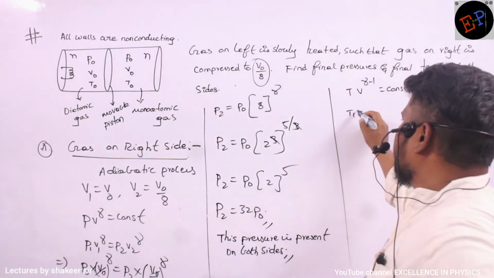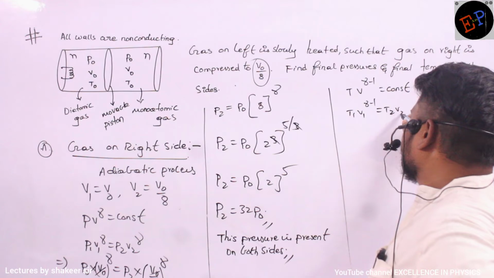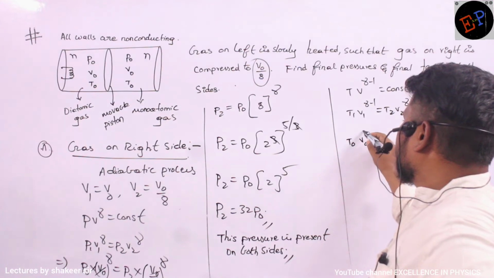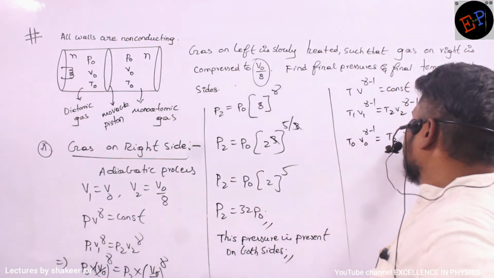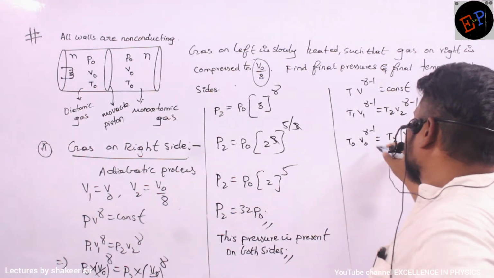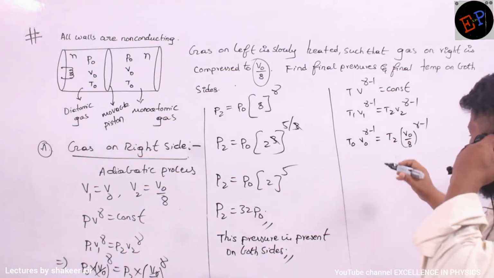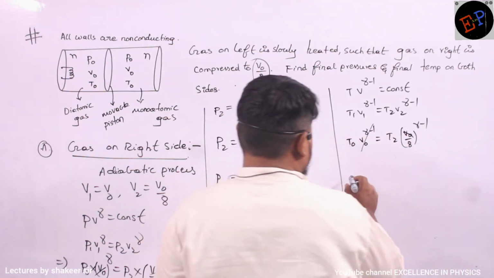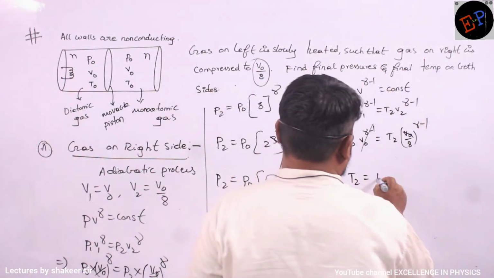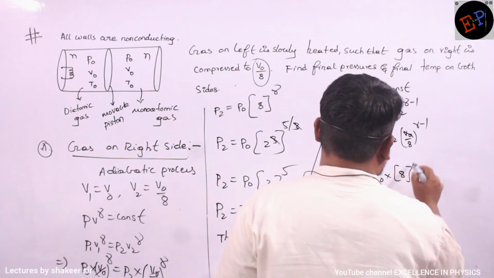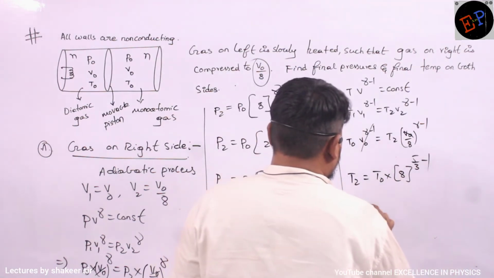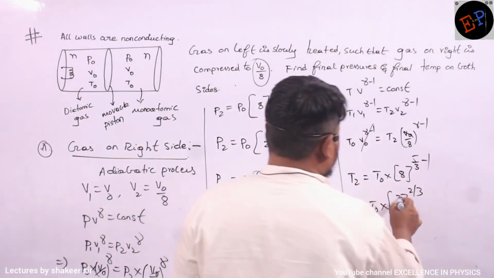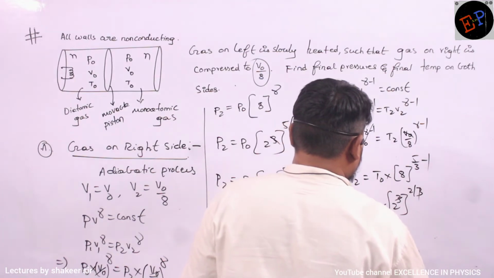So substitute here. T1 V1 to the power gamma minus 1 is equal to T2 V2 to the power gamma minus 1. Initial temperature is T0, initial volume is V0 to the power gamma minus 1. Final temperature I don't know, but the final volume is V0 by 8 to the power gamma minus 1. So V0 to the power gamma minus 1 on both sides get cancelled. So the final temperature is T0 multiplied by 8 to the power 5 by 3 minus 1. So T2 is equal to T0 multiplied by 2 cube to the power of 2 by 3. So 3 and cube get cancelled. So T2 is equal to 4 T0.